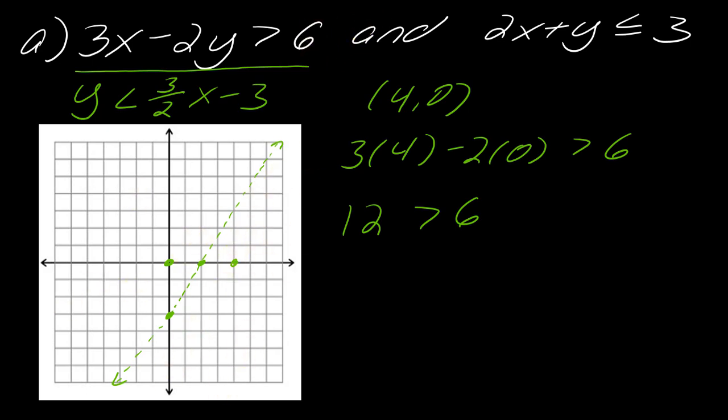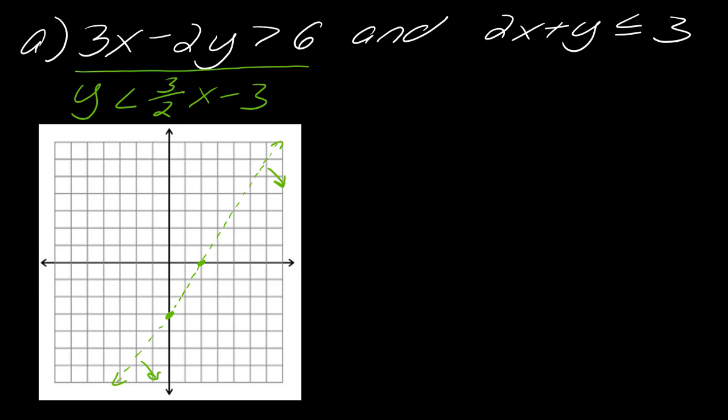Okay, now here's the thing. I don't want to shade yet. Instead, what I'm going to do is I'm just going to draw these little arrows here so that I can visualize where I would shade, but then I'm just going to leave it alone for a moment. So now I'm going to pivot to this other equation, and I'm going to work on graphing this.